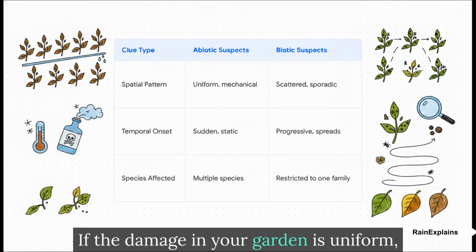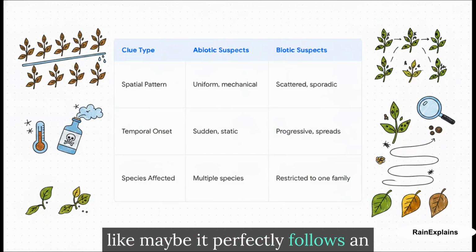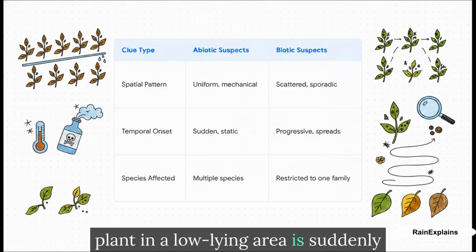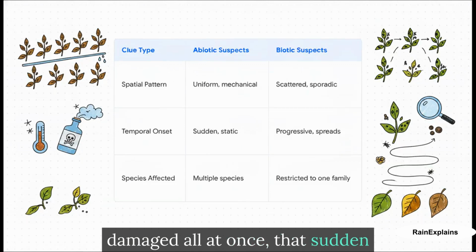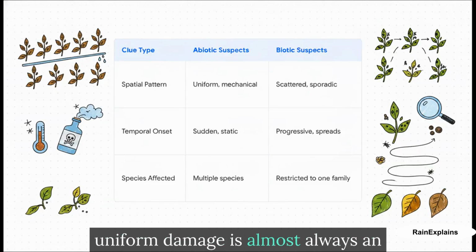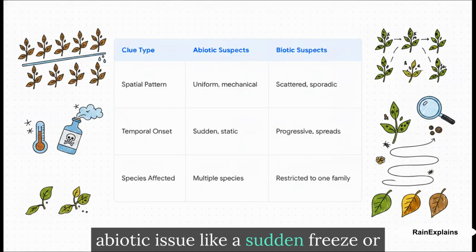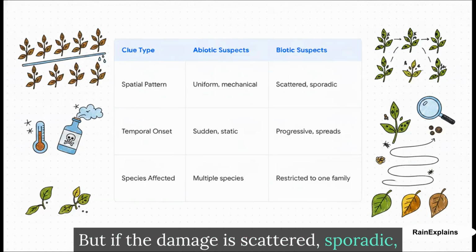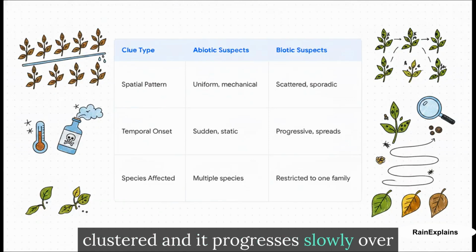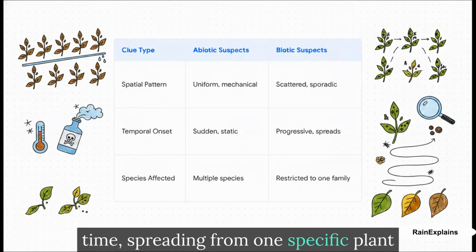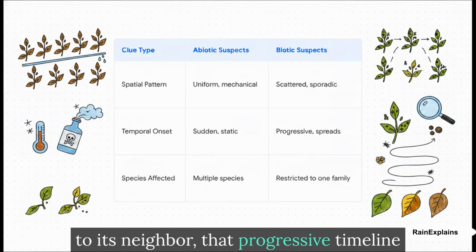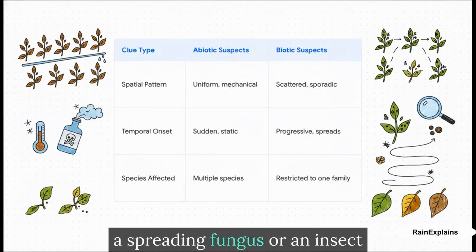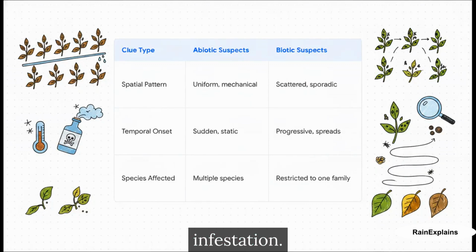If the damage in your garden is uniform, like maybe it perfectly follows an irrigation line, or every single species of plant in a low-lying area is suddenly damaged all at once, that sudden, uniform damage is almost always an abiotic issue, like a sudden freeze or herbicide drift. But if the damage is scattered, sporadic, clustered, and it progresses slowly over time, spreading from one specific plant to its neighbor, that progressive timeline points directly to a biotic serial killer, like a spreading fungus or an insect infestation.